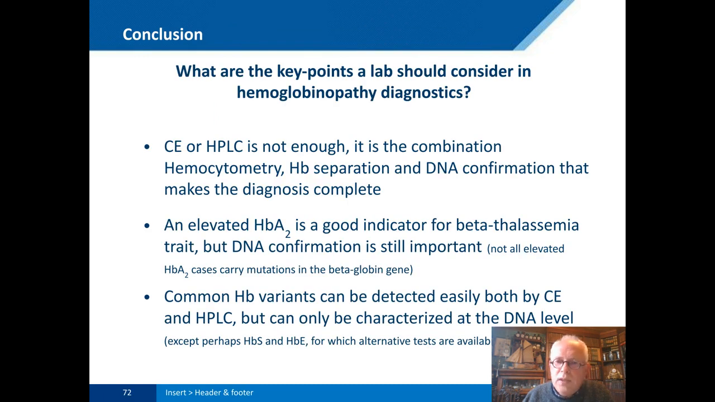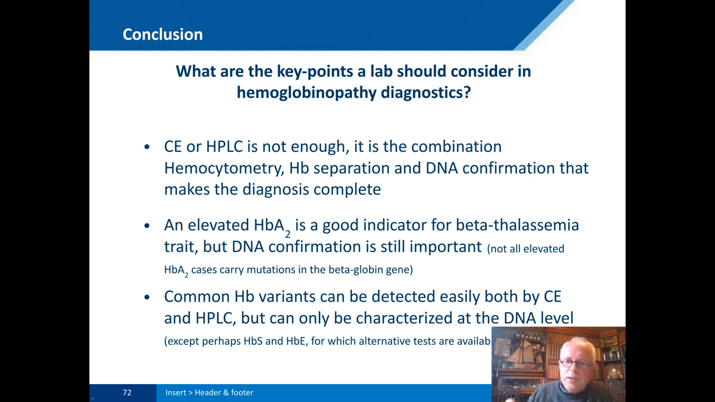In conclusion, what are the key points a lab should consider in hemoglobinopathy diagnosis? Well, capillary electrophoresis or HPLC is not enough. It is a combination of the red cell hematology, the hemoglobin separation, and the DNA confirmation that makes the diagnosis complete. An elevated hemoglobin A2 is a very good indicator for beta thalassemia trait, but DNA confirmation is still important, as not all elevated hemoglobin A2 cases apparently carry a mutation in the beta gene, and the only way to find out is sequencing the beta gene.